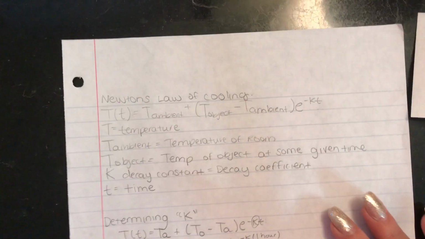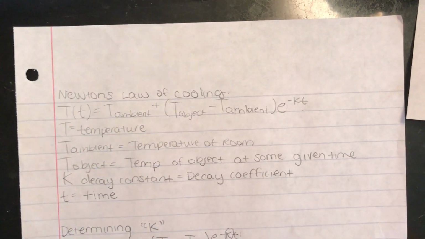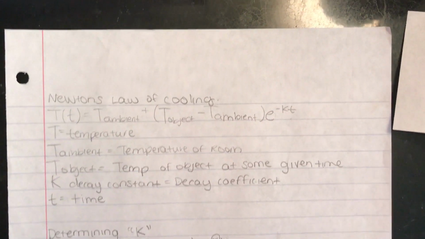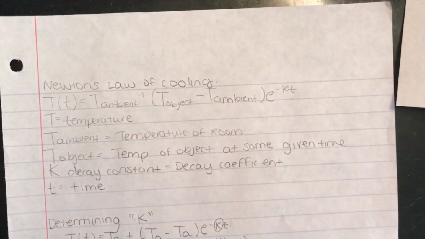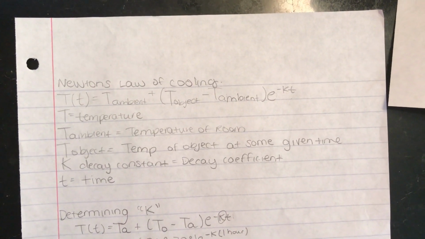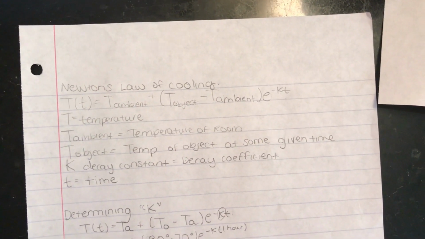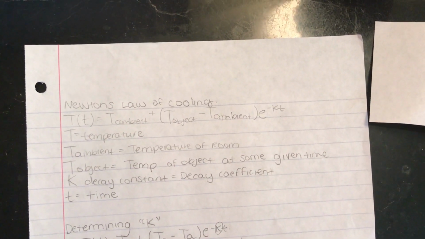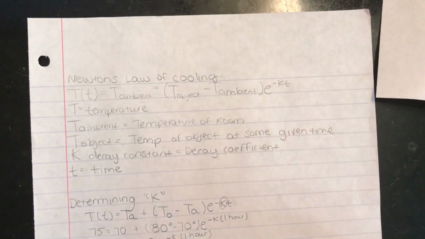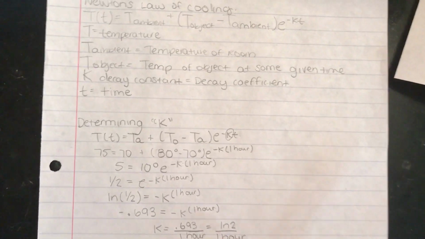So to figure out this question, we are going to use Newton's law of cooling. T equaling temperature, T ambient equaling temperature of the room that the body was found in, T object equaling the temperature of the object at some given time, aka the dead body, K the decay constant equaling the decay coefficient, and little t equals time. First, we need to figure out K.